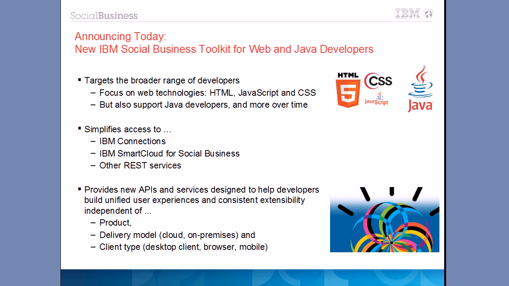And that new infrastructure again contains some mechanisms to invoke REST services generically, but there are also new APIs that make it really simple to access IBM Connections and IBM SmartCloud for Social Business, formerly known as LotusLive. Now, these new APIs aren't a replacement for the existing product APIs, but they are basically another level of APIs on top of the existing APIs.